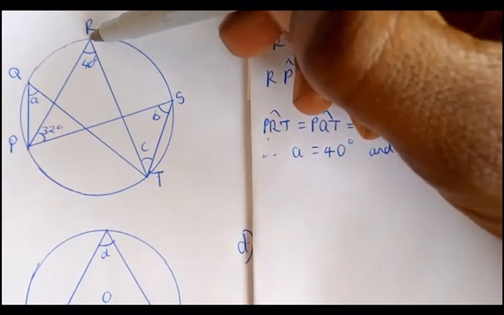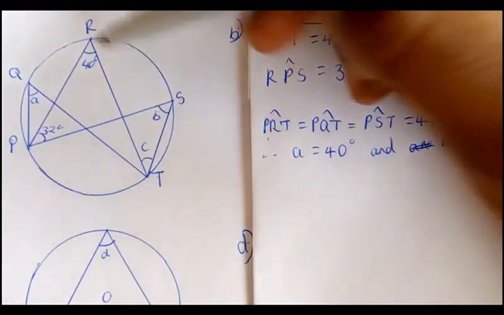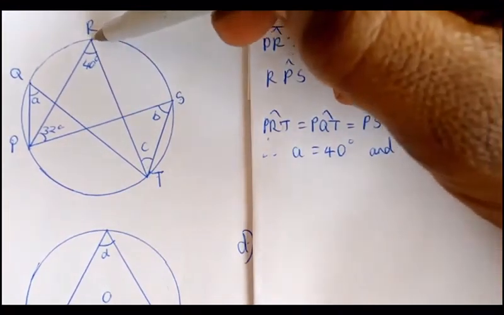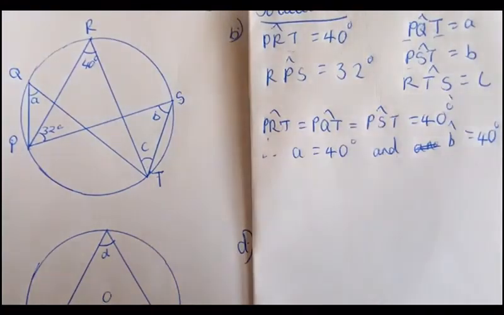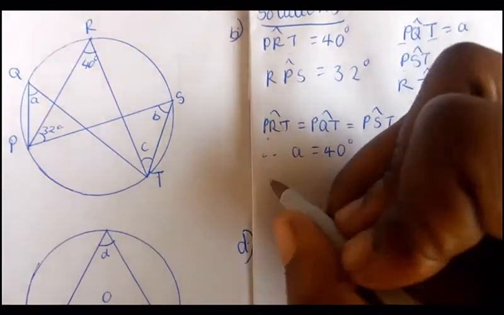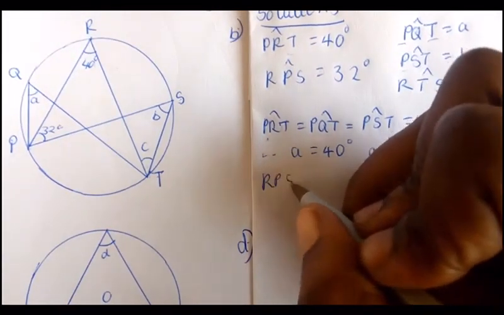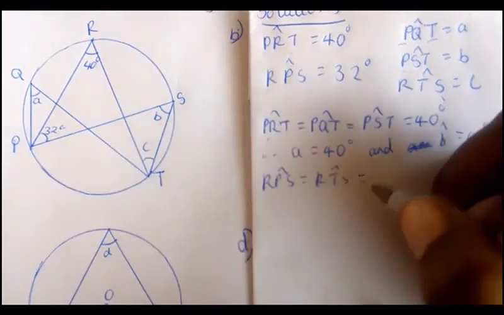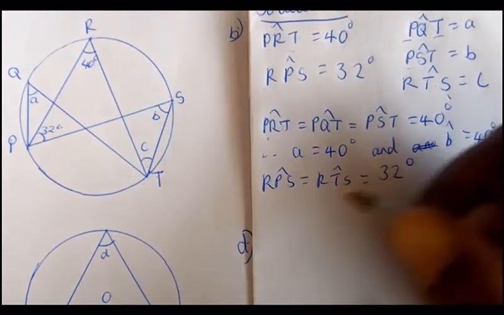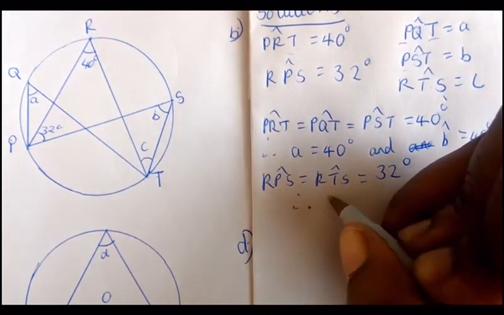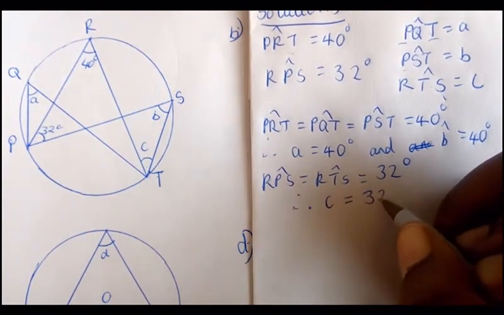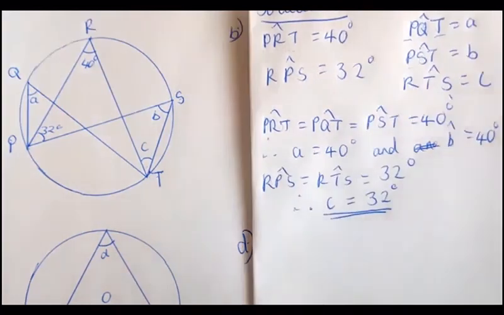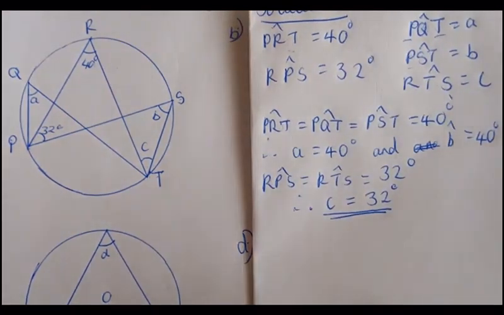So if we look at them like this, RPS and RTS, they are subtended by the same arc. Therefore, they are equal according to our first theorem. So RPS is equal to RTS, which is equal to 32 degrees. Therefore, angle C is equal to 32 degrees. We have finished number A. Now let us proceed to B.